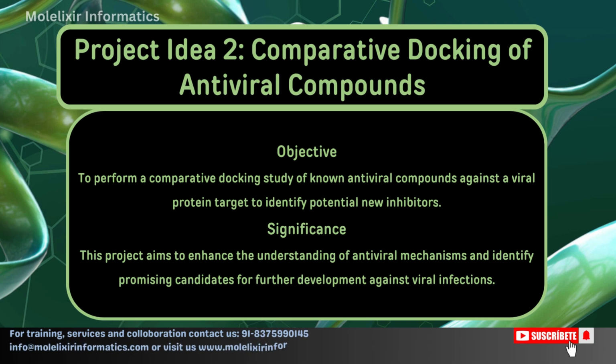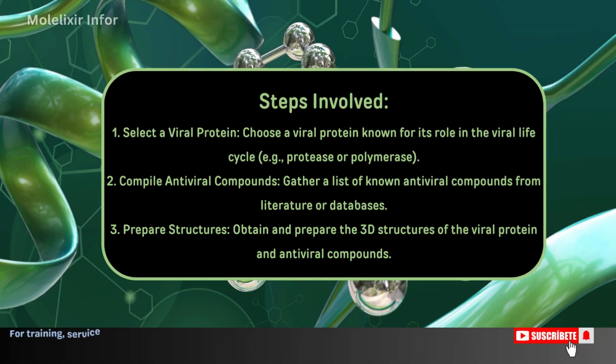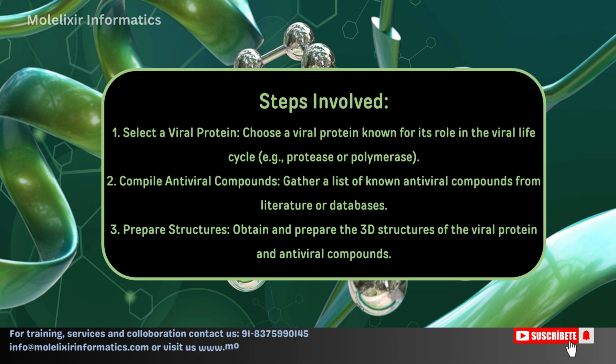potential new inhibitors. Significance: this project aims to enhance the understanding of antiviral mechanisms and identify promising candidates for further development against viral infections. The steps involved are: first step: select a viral protein. Choose a viral protein known for its role in the viral life cycle, for example, protease or polymerase. Second step: compile antiviral compounds. Gather a list of known antiviral compounds from literature or databases.